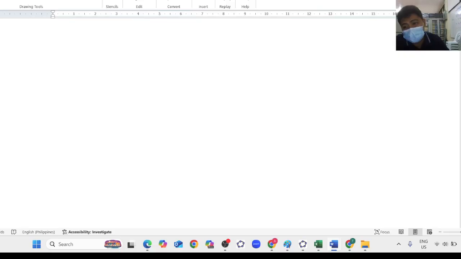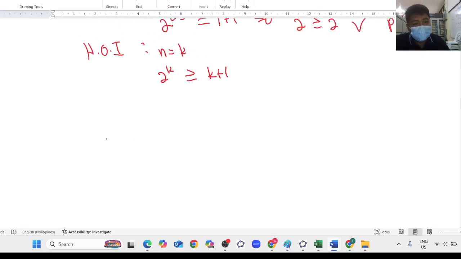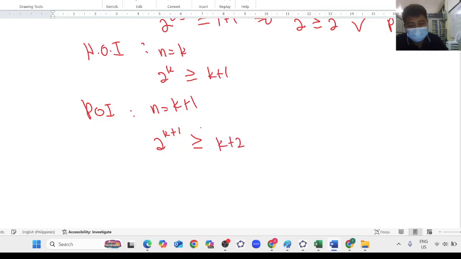And for the principle of induction, n is equal to k plus 1. We have 2 raised to k plus 1 greater than or equal to k plus 2. Okay? And then, for this, you can just multiply na lang ito.